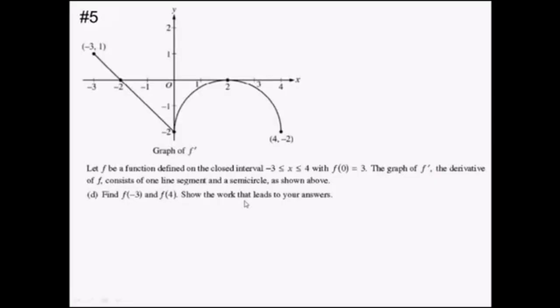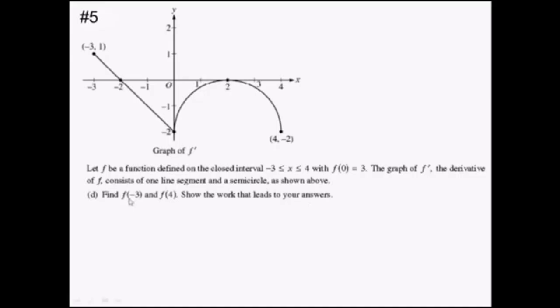For number 8, we've got a function defined on the closed interval from -3 to 4, and we're told that f of 0 equals 3. The graph up here is the graph of f prime, the derivative of this mystery function, and they're telling us we've got a line segment and a semicircle, so it's exactly what it looks like. Okay, we want to find f of -3 and f of 4, showing the work that leads to those answers. Let's start with f of -3.